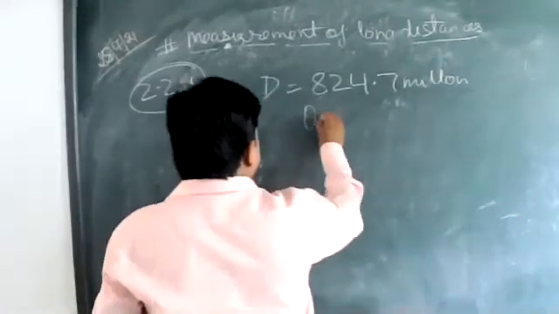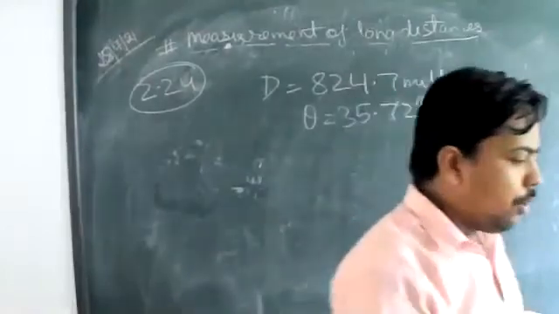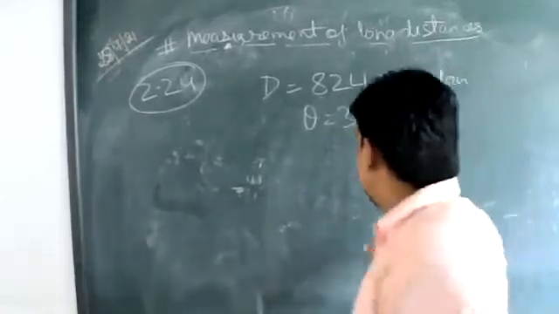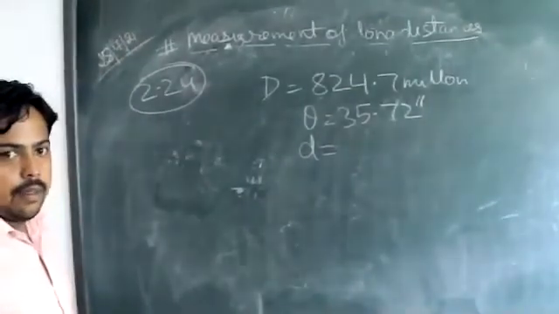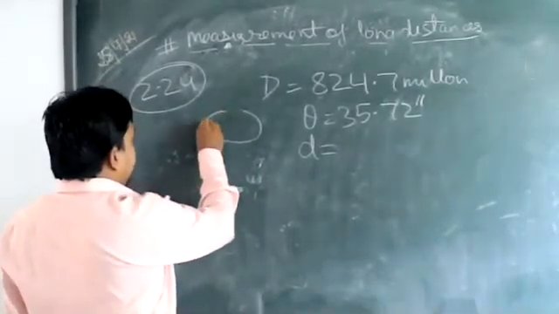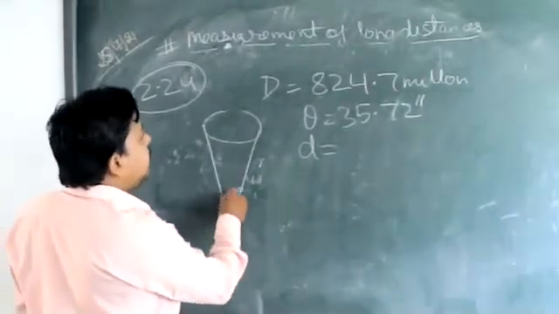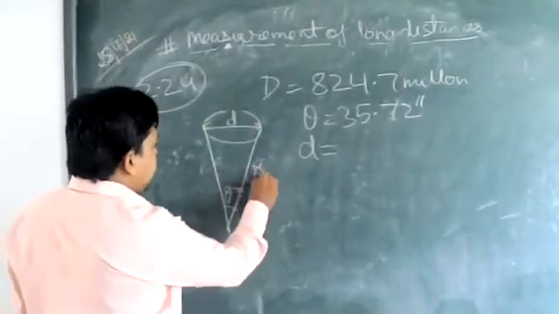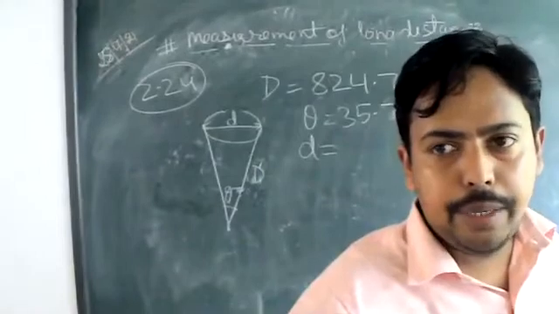Okay, theta is given, 35.72 seconds. What have we been asked? Calculate the diameter of Jupiter. That means we need to calculate the basis. What is the diameter of this Jupiter? Suppose this is Jupiter, with one end from here and one from here. And this is making an angle theta. Okay. Also we need to calculate this basis d. We know this D. So how many of you can calculate it? Just do it by yourself. After that, I'll do it.